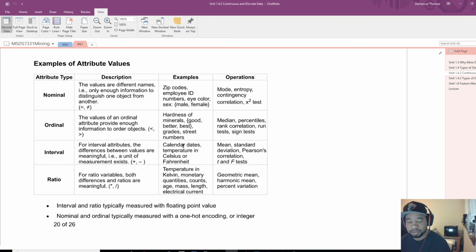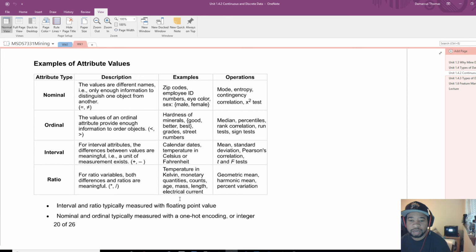Whereas the Kelvin scale can be here. Monetary counts, age, mass, length, current, they all have a zero. Zero meaning it's not present. The length, zero. The mass, weightless. Age, zero. The Kelvin scale has an absolute zero. So that's one of the glaring differences there.